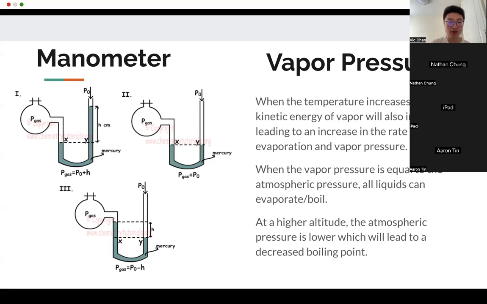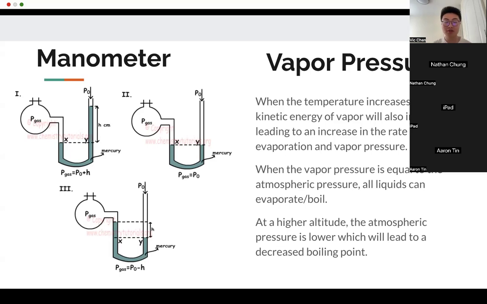And from there, in diagram 1, you can see that on the right-hand side, the mercury is higher up. This means that the pressure of the gas is acting against the mercury more so than the pressure of the atmosphere. This means that we can figure out the pressure of the gas if we know the pressure of the atmosphere, because we can take the pressure of the atmosphere and add the difference between the level where it says X right there and the level where it says Y, that line right there. That difference in height, which is labeled as H centimeters, can be used to find the pressure of the gas that is inside the manometer.